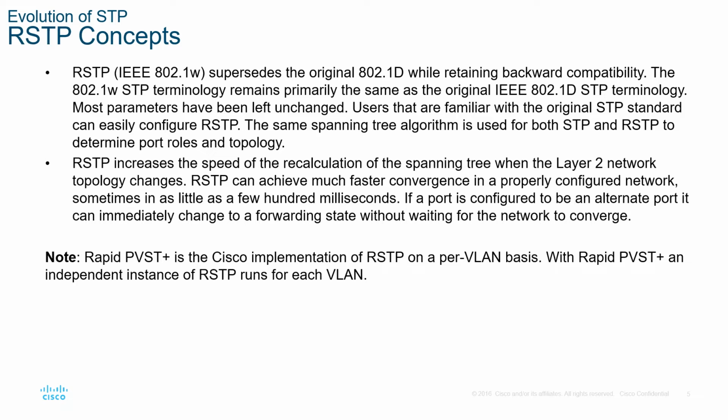RSTP increases the speed of the recalculation of the spanning tree when the layer 2 network topology changes, and RSTP can achieve much faster convergence in a properly configured network, sometimes in as little as a few hundred milliseconds. If a port is configured to be an alternate port, it can immediately change to a forwarding state without waiting for the network to converge.